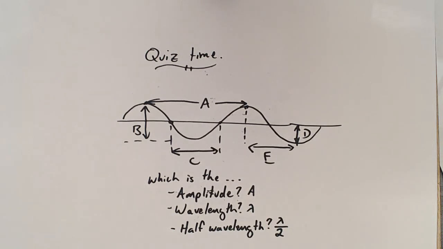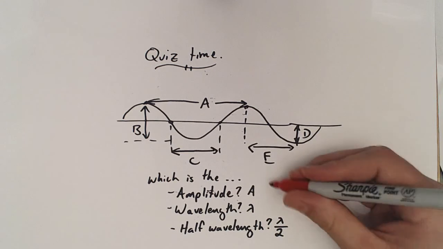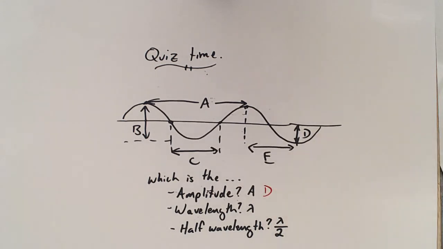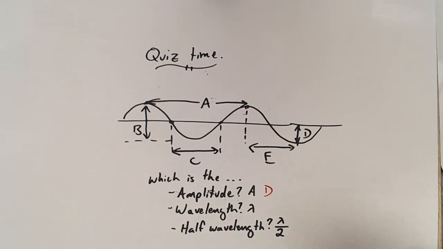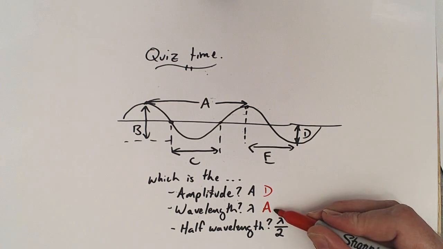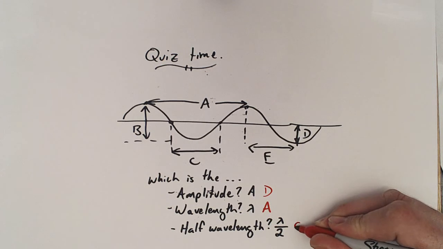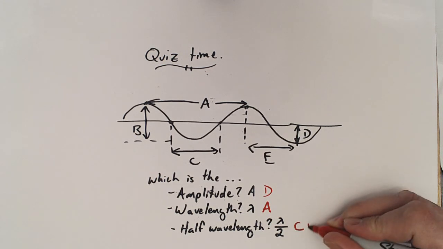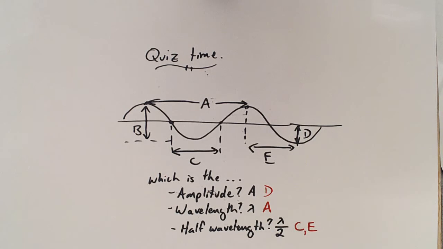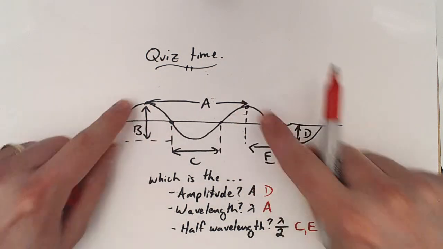The amplitude, of course, is D. The wavelength can be measured by A. And I mean the measurement A, not A for amplitude. And the half wavelength, lambda over 2, can be measured by, now this is a bit of a trick question, some of you probably said C, and some of you said E, and the clever ones said both. They're both a measure of half wavelength, because it's half of the length of A, and I could actually measure this out.